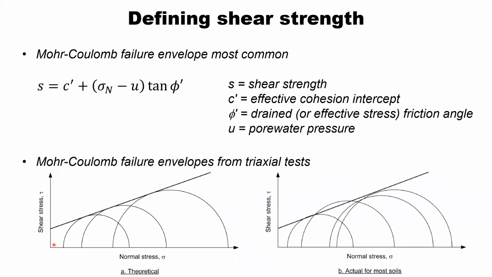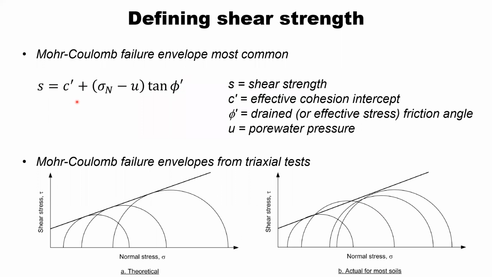Now, in reality, we rarely get tests that are this clean. More often than not, we get test results that do not quite line up, and we're going to need to run multiple tests to understand where the best estimate of this failure envelope falls. So we're going to use a best estimate interpretation of multiple tests to define this friction angle and this cohesion intercept.